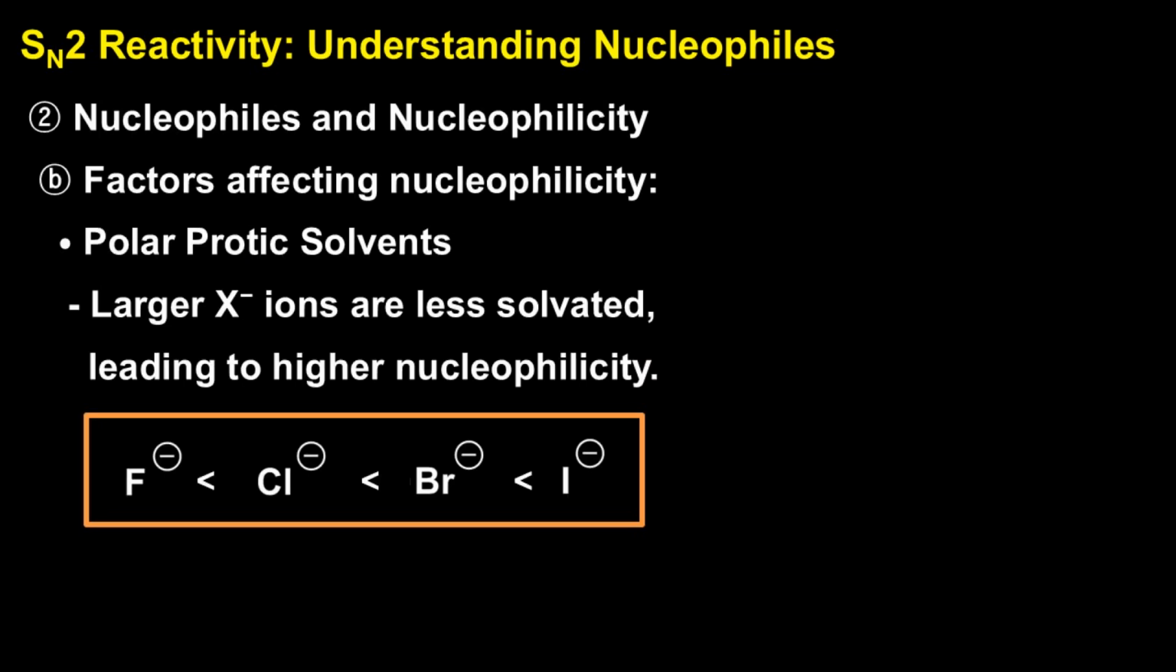Now, here's the key point. Larger halide ions are less tightly solvated, and that makes a big difference. When solvation is weak, the nucleophile stays more exposed and more reactive. That's why, in polar protic solvents, fluoride, the smallest halide, is the least nucleophilic. But iodide, it's much larger, so solvent molecules can't surround it as tightly. That leaves it free to attack, which makes it a much stronger nucleophile in SN2.